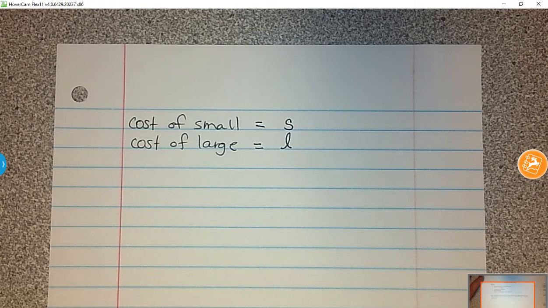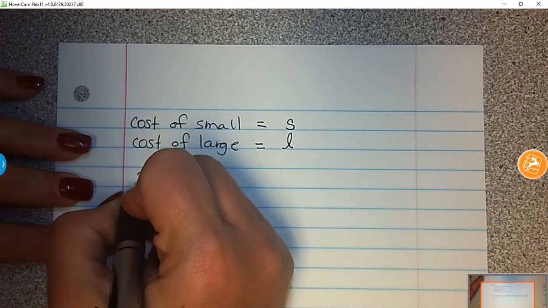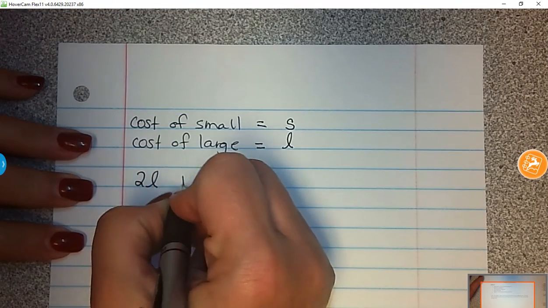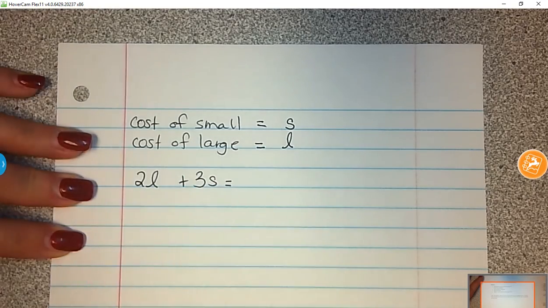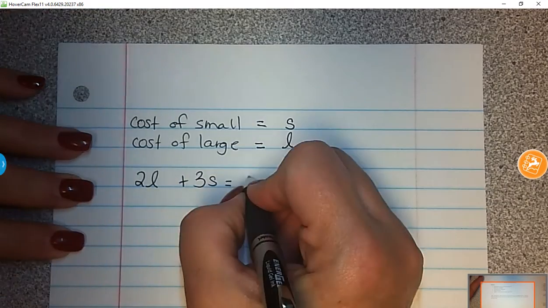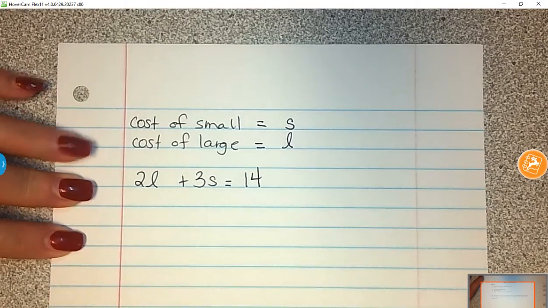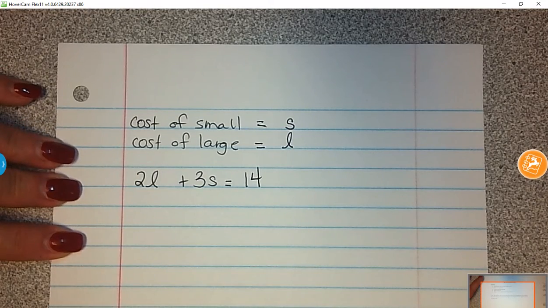And then I have to write my system of equations. So I start out with Riley buying 2 large and 3 small. So 2 times the cost of the large plus 3 times the cost of the small will give me my total amount, which is $14. Okay, that's on day 1.